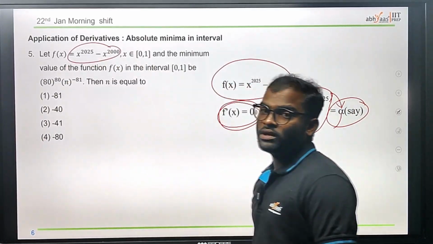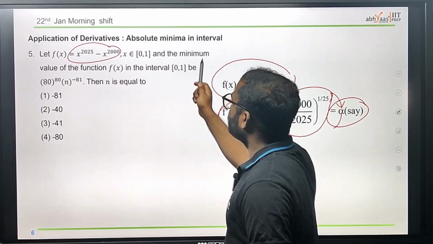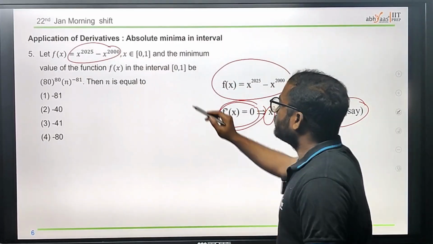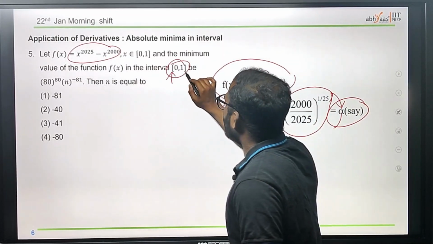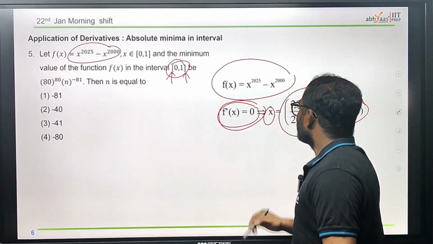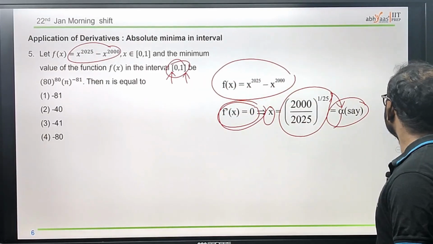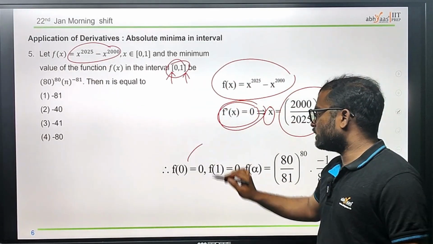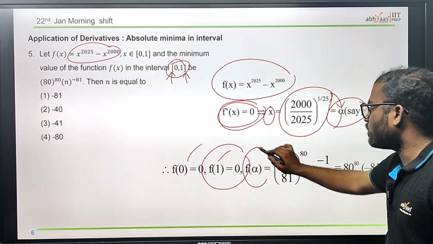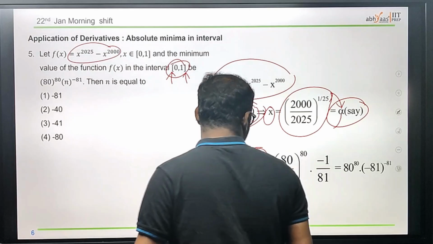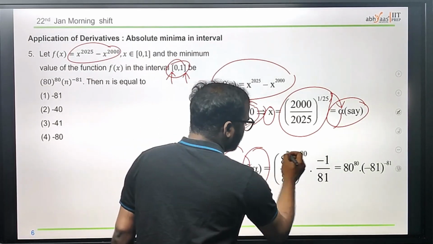Since we know that in order to find the minimum value of the function, we check the lower limit and upper limit of the interval as well as the critical value. For f of 0 we get 0, and f of 1 we get 0. Now we will check with f of alpha. If we substitute f of alpha, we will have 80 power 80.